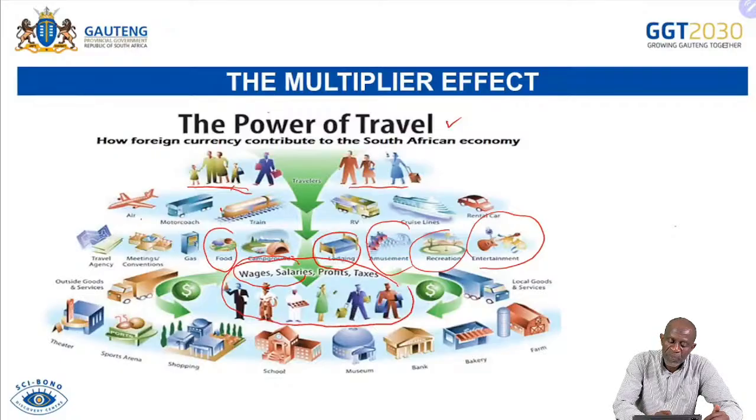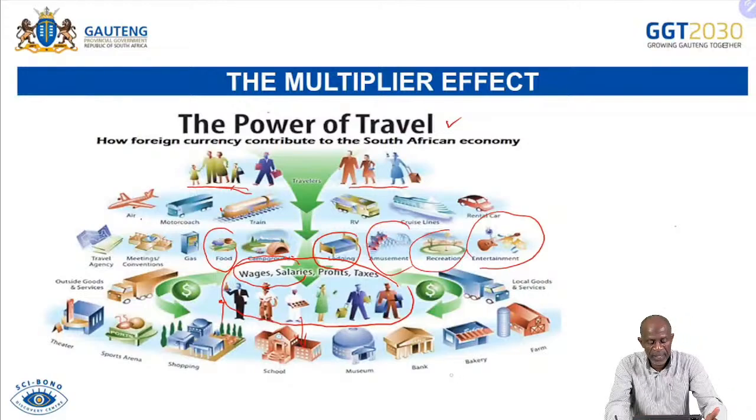And these people will use these salaries to get services. They will have to do shopping, buy clothing for their children, buy food. They will also pay for their children's school fees. They will pay for medical facilities that they receive in the country.